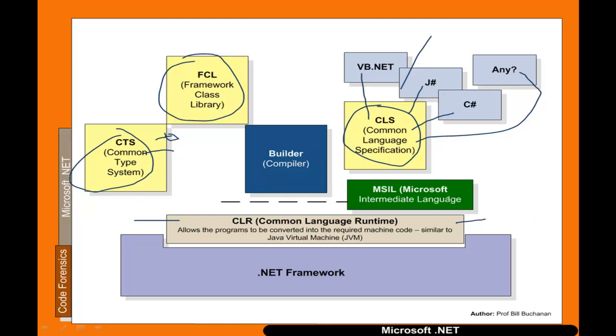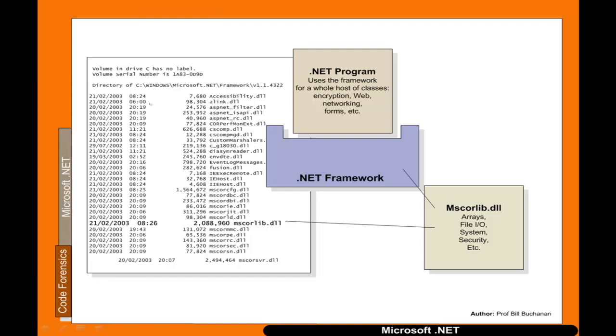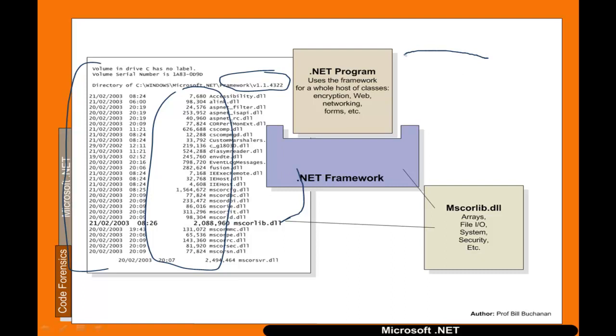And the framework itself is contained on the system in a number of different versions. So this one here is version 1.1, 4.3.2.2 release, and it basically has all the DLLs that are required inside the framework. So these are carefully managed to make sure that they can't actually be modified. So when a program needs access to, say, file IO, it will call in the MS Core Lib DLL and get access to the code that it requires for that.